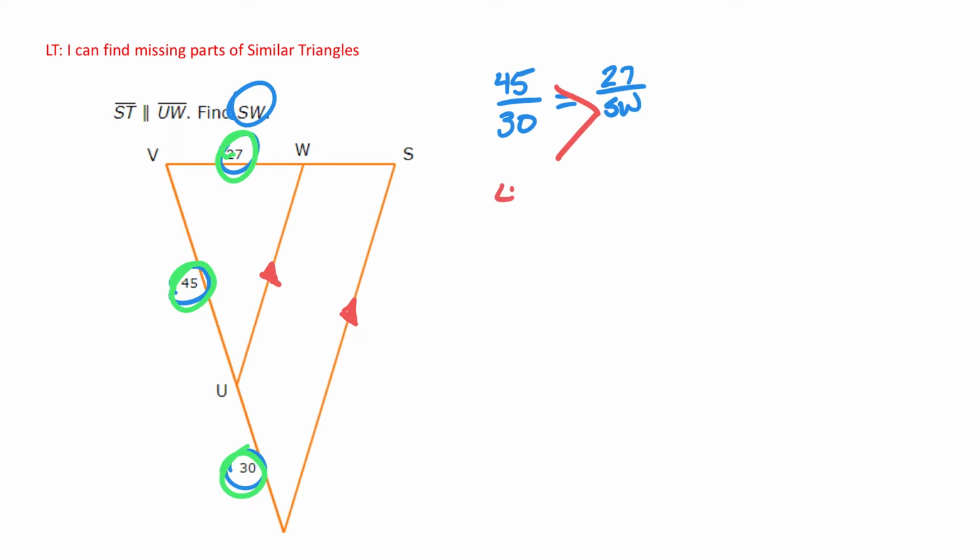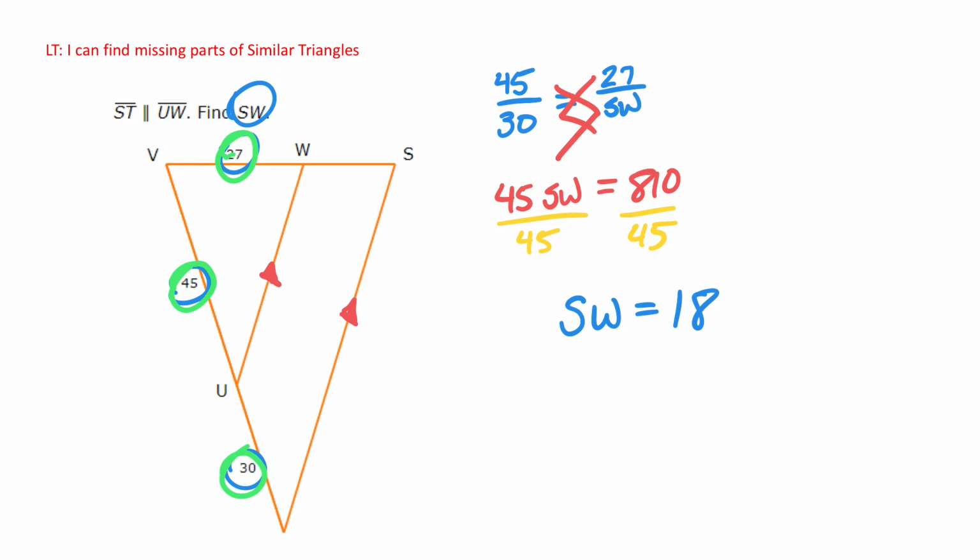So this gives me 45SW. You could have changed that to a variable, but it probably wouldn't have been a good move, actually. And then we do 27 times 30, which is 810. And then in order to get the SW by itself, we divide by 45. And the side SW would be equal to 18 units of measurement, whatever ours are meant to be.